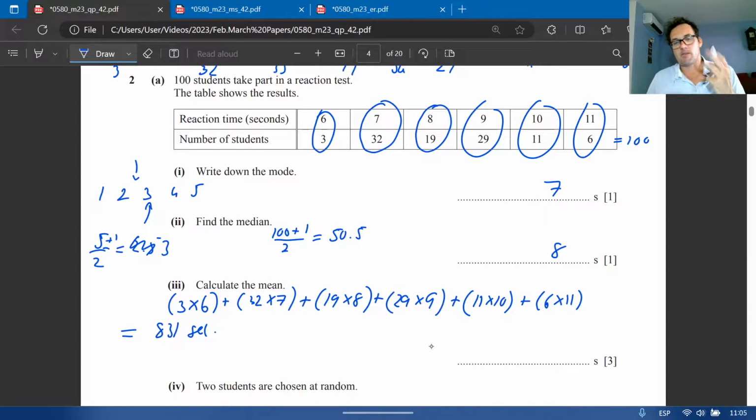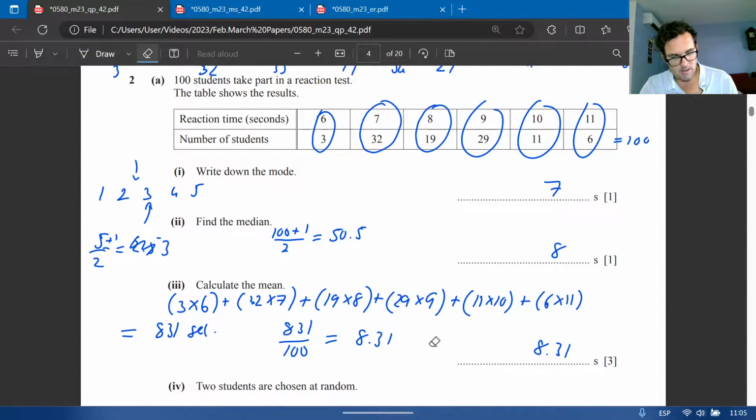Then we need to divide it by how many there is. How many people took part? 100. So the mean reaction time is 8.31. Okay, this is a big calculation, so it's very easy to make a calculation mistake. So it's important to show all your working out, and then you think, does it make sense?